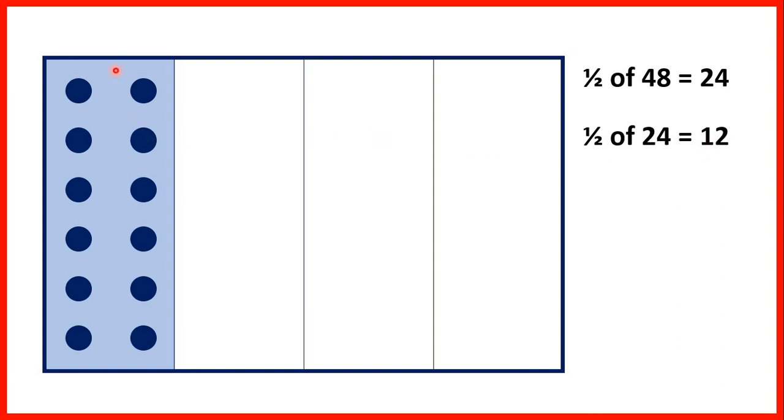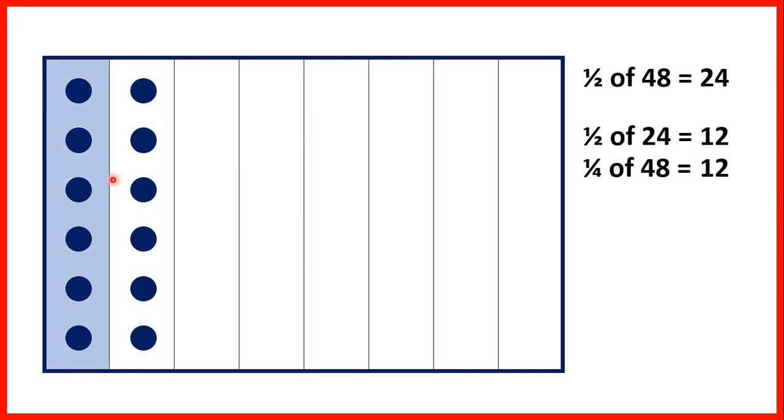But notice the fraction bar. If you look at the whole fraction bar, we now have 1/4 shaded in. Remember, we had 48 circles in our fraction bar to begin with, so 1/4 of 48 is also 12. So notice we can find 1/4 by finding half and then finding half again. So now we have 12 circles.